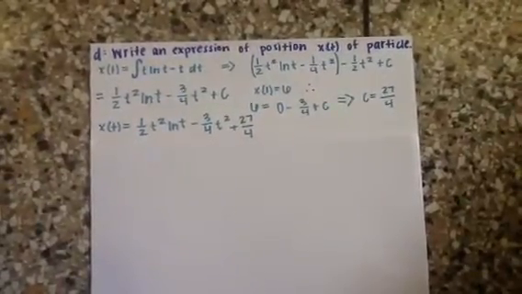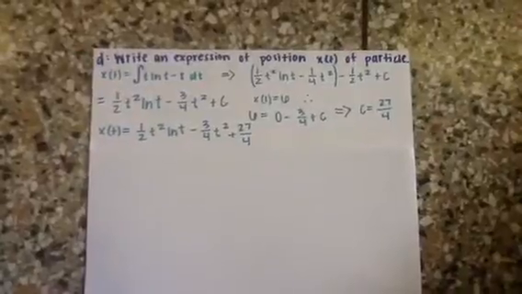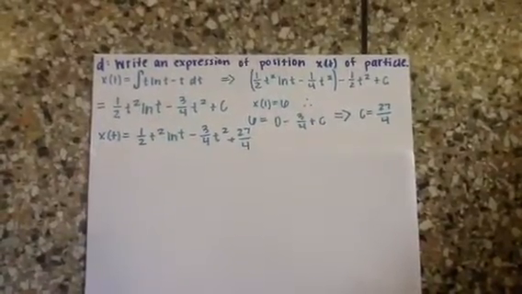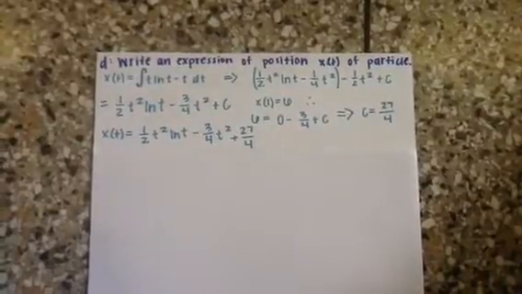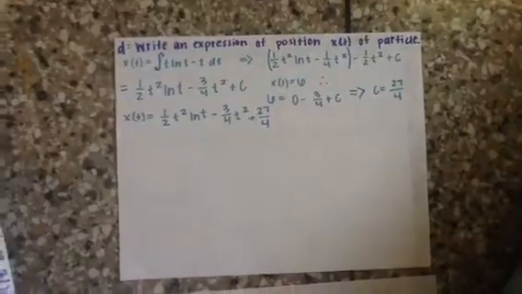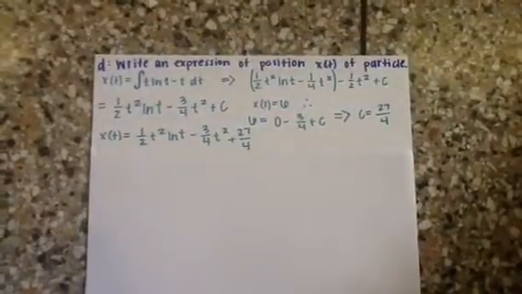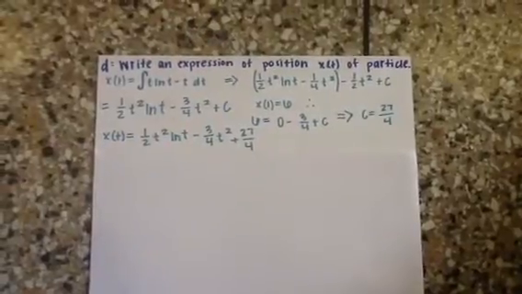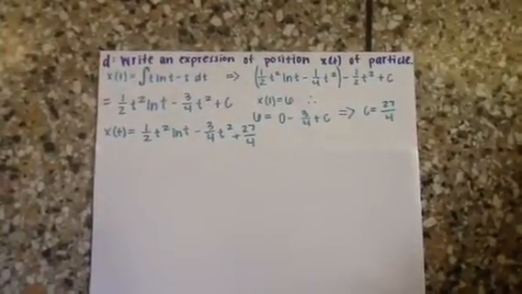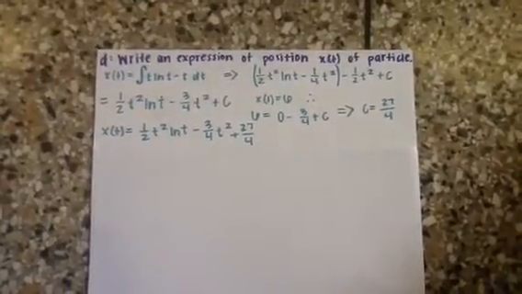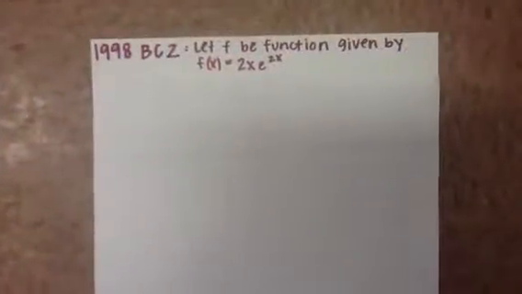To find your constant, you use x of 1 equals 0 and make 0 equal to 1/2 t squared ln of t minus 3/4 t squared plus c. You let your t equal 1. Therefore, 0 minus 3/4 plus c has to equal 0 and c equals 3/4. So your final position formula is 1/2 t squared ln of t minus 3/4 t squared plus 3/4.